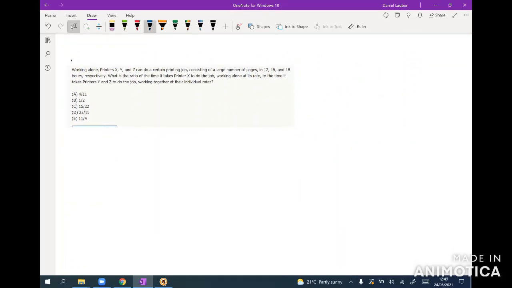Working alone, printers X, Y, and Z can do a certain printing job consisting of a large number of pages in 12. Okay, so X equals 1 over 12, Y equals 1 over 15, Z equals 1 over 18. Always nice when they give you the actual numbers. What is the ratio of the time it takes printer X to do the job working alone at its rate, to the time it takes printers Y and Z? Oh, okay. So, well, what's Y plus Z?